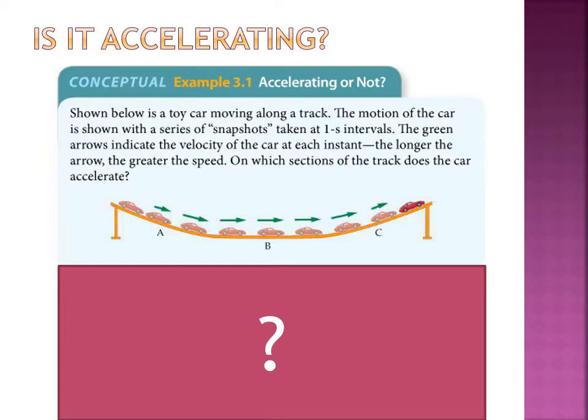In this picture, a toy car is moving along a track. The motion of the car is shown with a series of snapshots taken at 1 second intervals. The green arrows indicate the velocity of the car at each instant. The longer the arrow, the greater the speed. On which sections of the track does the car accelerate?